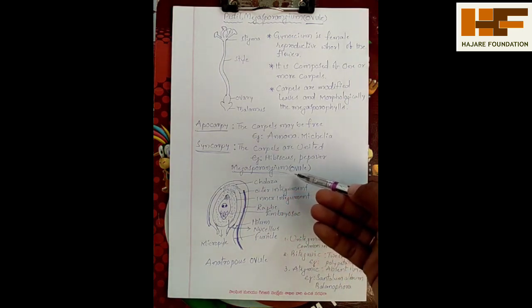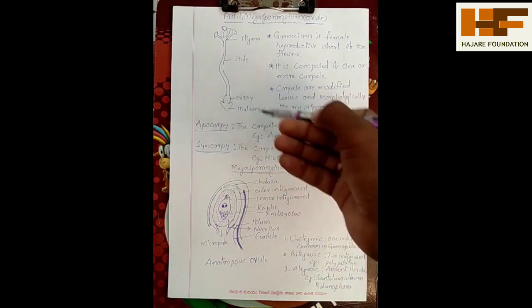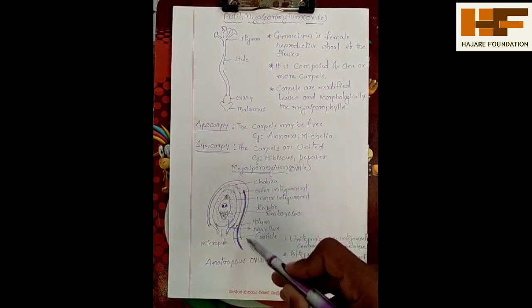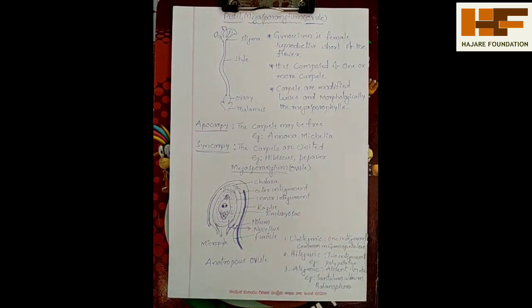Now another important structure is the inner part of the ovary, which is the ovule. The ovule we also call the megasporangium. The megasporangium develops inside the ovary with the help of the placenta, and the nucellus helps in the development of the ovules. The ovule is commonly an oval-shaped structure and it is a female reproductive part.